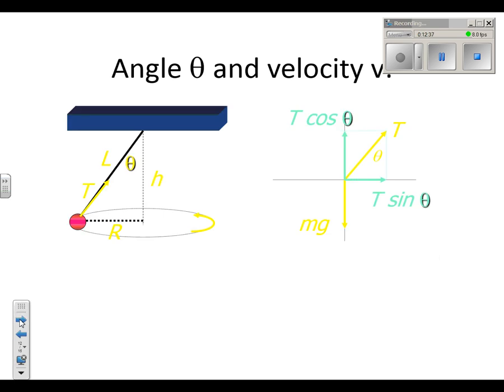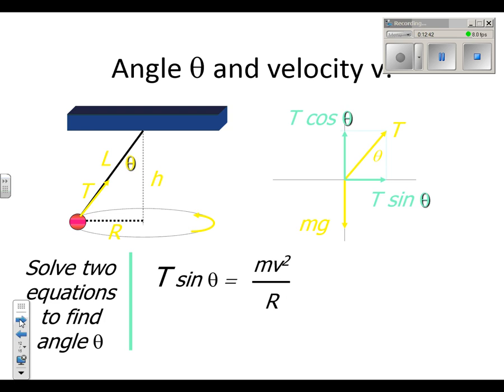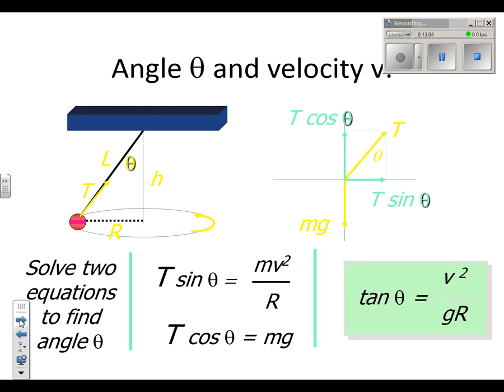So the angle and the velocity can be found a lot of different ways. We could solve two equations. We could say T sine theta equals our centripetal force, which is our mv squared over r. And we could also say that T cosine theta equals our mass times our gravity. So believe it or not, when you use your T sine theta and your T cosine theta, the T's will cancel out, and the sine theta divided by the cosine theta actually gives you tangent theta.